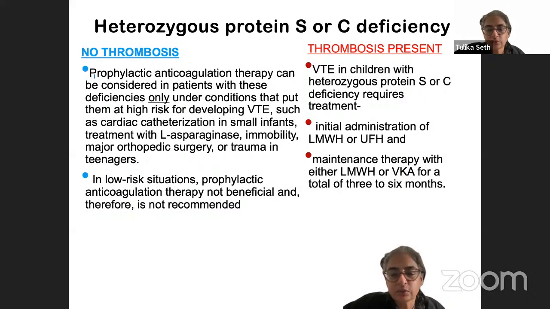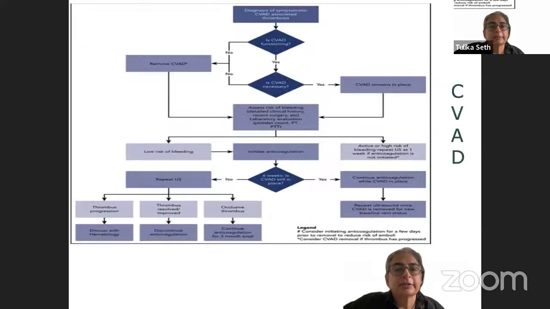That would be the half dose of lower molecular weight therapy. But otherwise, prophylactic is not recommended unless they're in a high risk situation. If they do develop a thrombosis, then they are treated with low molecular weight heparin, and they are treated as other children without the heterozygous protein S, protein C deficiency for 3 to 6 months, and that can then be tapered off, unlike patients who have homozygous protein C, protein S deficiency.